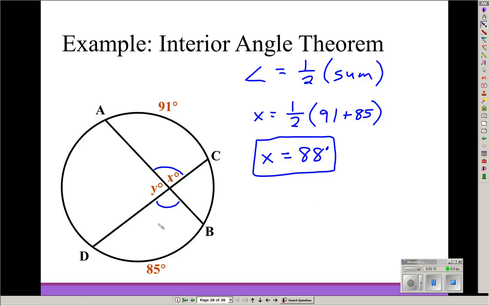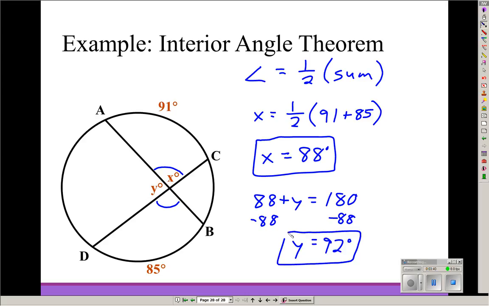If you look at the picture, y and x form a linear pair, so that means that 88 plus y equals 180 because linear pairs add up to 180. So if you subtract 88 from 180, y is 92 degrees. But sometimes you need to take it a step further there with a linear pair or with vertical angles or something like that. Just take that extra step of logic to get what you need. But when the intersection is inside the circle, the angle is half of the sum of the arcs.